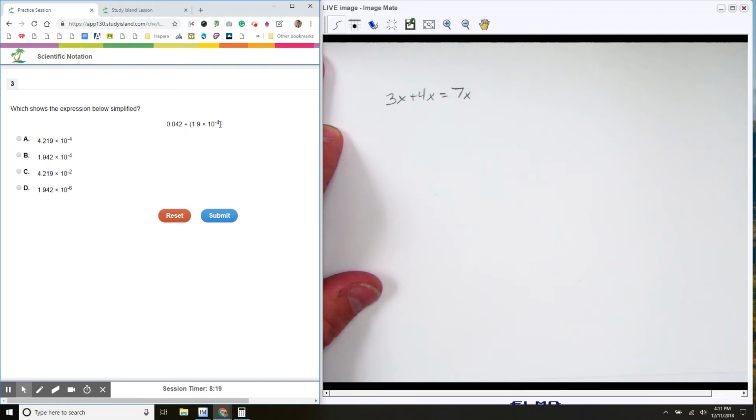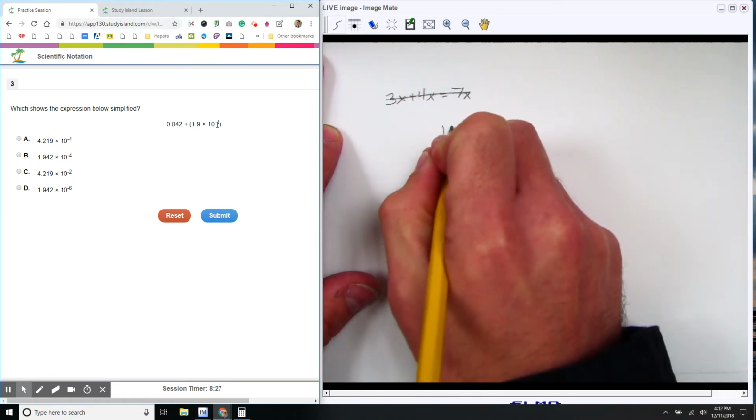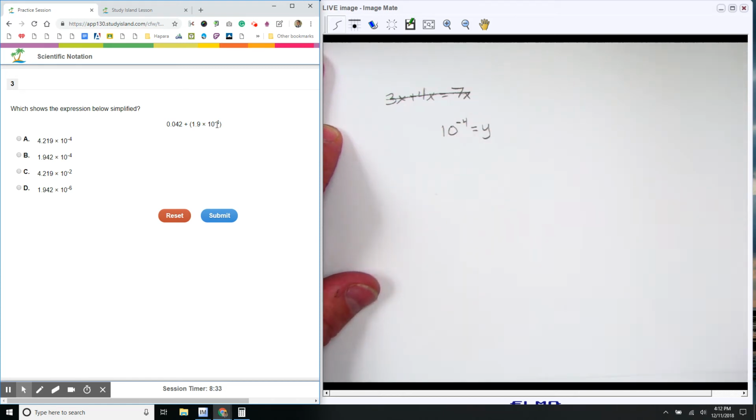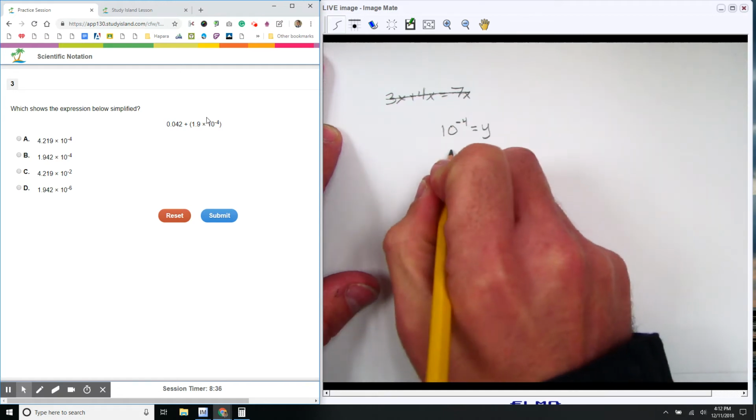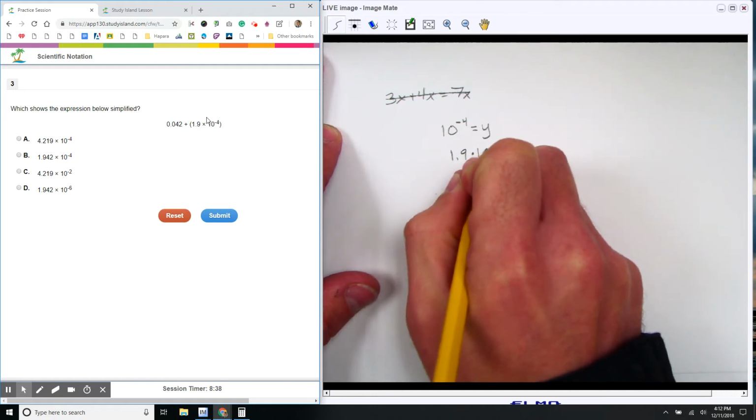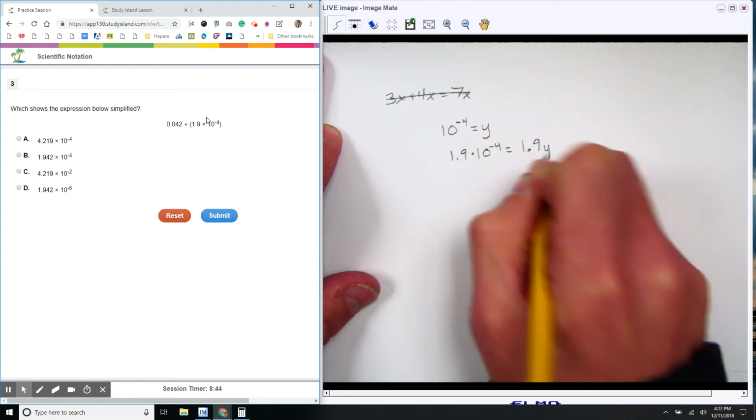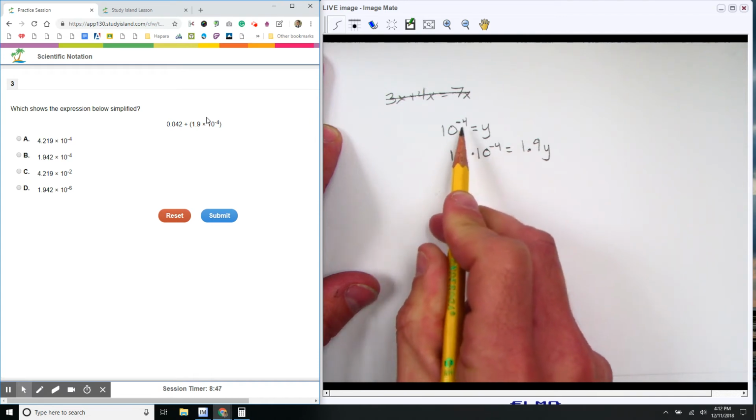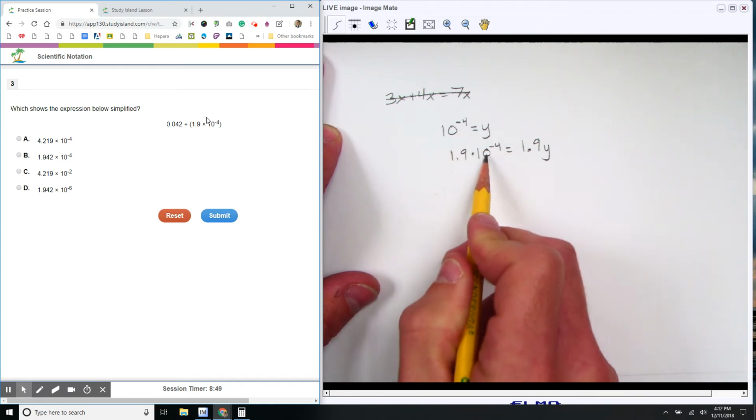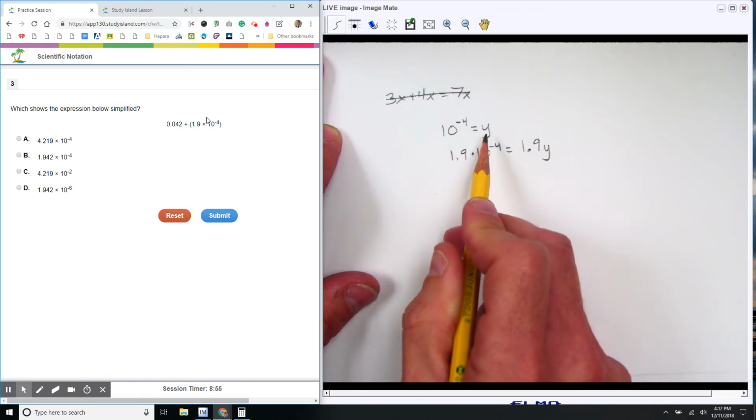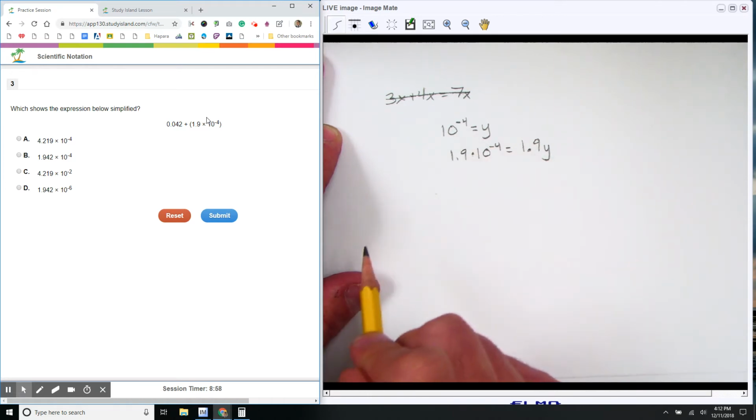Well, I have 10 to the negative 4th power right here, and I have 1.9 times 10 to the negative 4th power. So let's imagine for this problem that 10 to the negative 4th power was equal to y, just because I'm using y. Then I could say that 1.9 times 10 to the negative 4th power could be written as 1.9y. If this is a pretend problem, if 10 to the negative 4th power was equal to y, these are two ways of writing the same thing, if we're just going to replace our 10 to the negative 4th power with y for a moment.